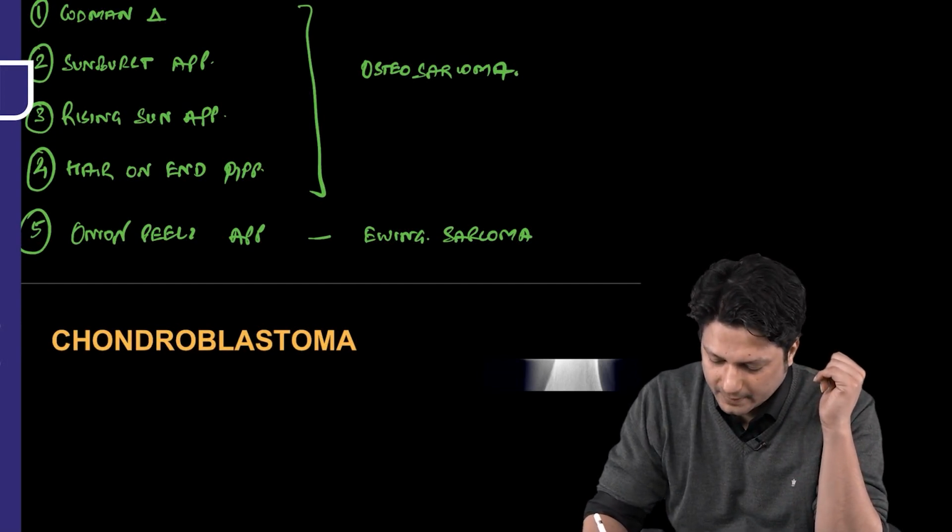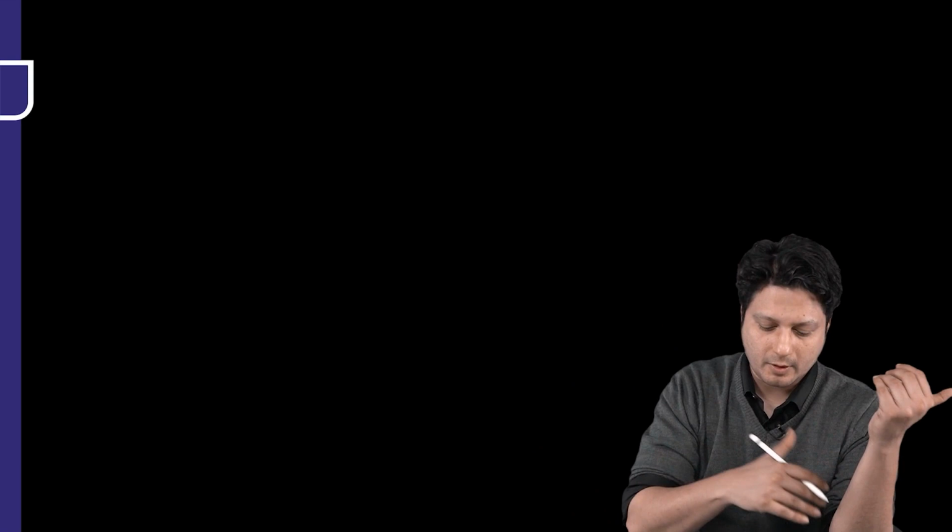Now, if you look at this page, the first finding is the sunburst appearance, the Codman triangle, the sun rays appearance, rising sun appearance, as well as hair on end appearance, as well as the onion peel appearance. This is what we have already talked about. Next is the soap bubble appearance. Soap bubble appearance is a theoretical appearance name which is given to GCT or the giant cell tumor.